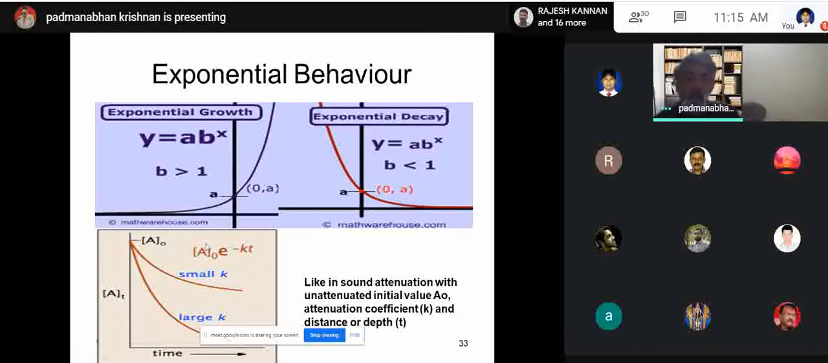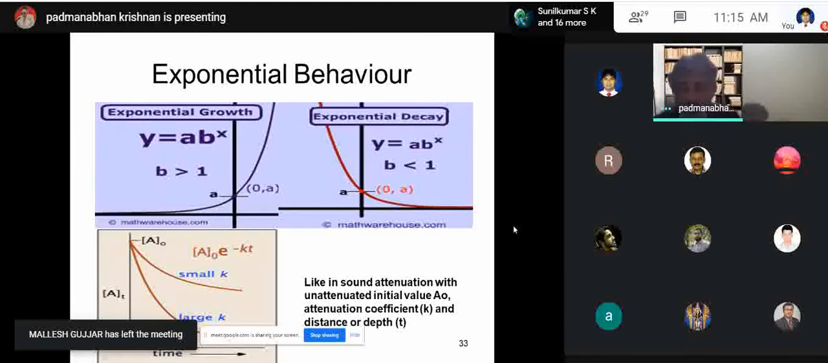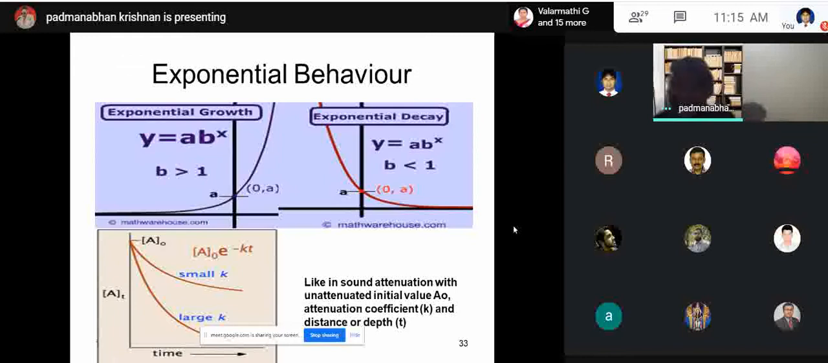The exponential growth is nothing but y is equal to A b power x, where b is greater than 1. In the exponential decay, y is equal to A b power x and b will be less than 1. Normally in ultrasonics, sound imaging, or in ultrasonic testing, we normally go for attenuation of the sound in a material. So based on the attenuation, we get to know whether it is monolithic or has porosities, cells, and so on.